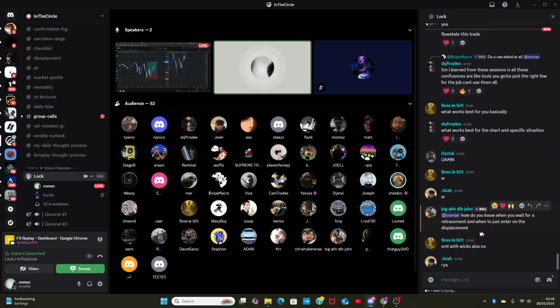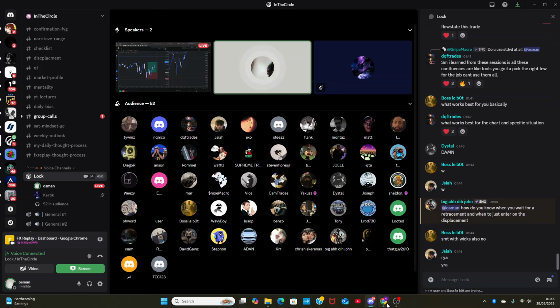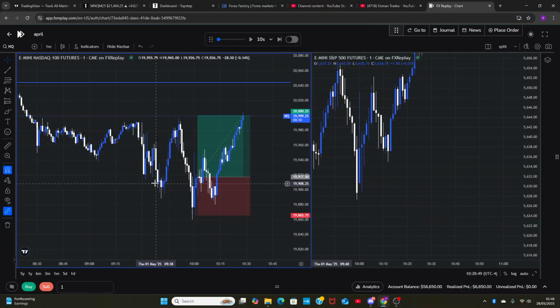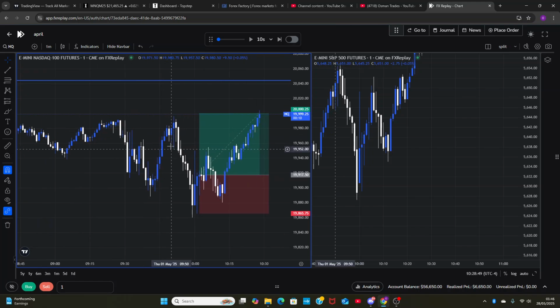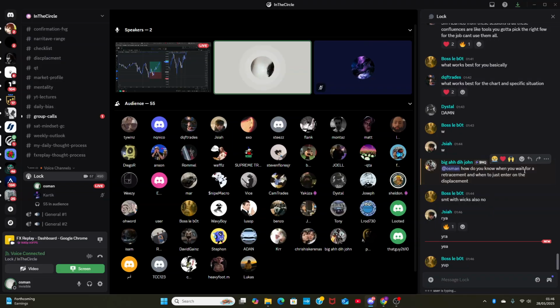How do you know when you wait for retracement and when to just enter on displacement? I know what you're talking about. So for example here, how do I know when to enter off retracements instead of displacement? Wait, let me read that question one more time. My brain's not working. How do you know when you wait for a retracement and when just to enter on displacement? Okay, I got you now.